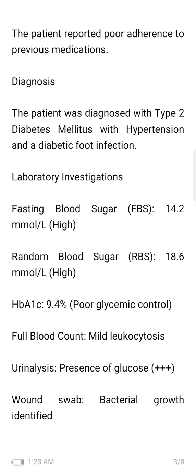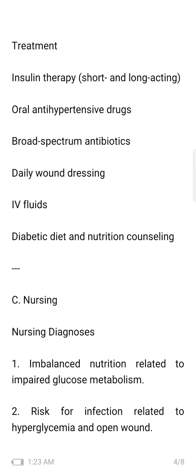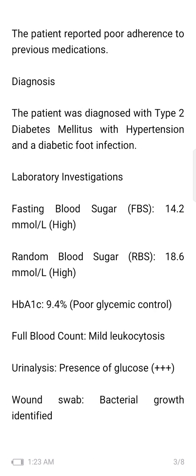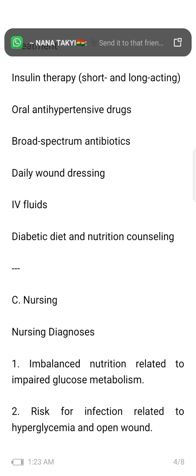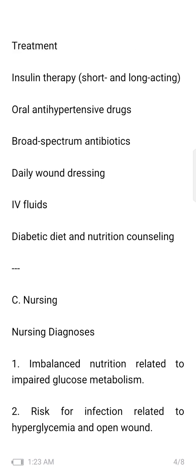The wound swab showed that bacterial growth was identified. So these were all some lab investigations that went on. The next thing you have to talk about is the treatment. The treatment. What was done for the person to feel okay.